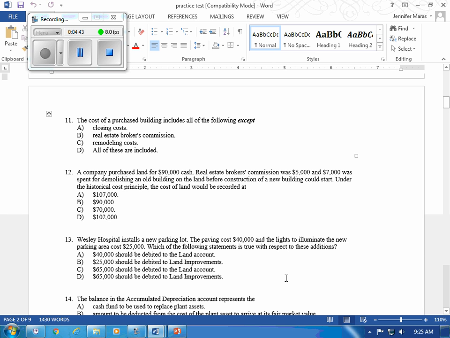The cost of a purchased building includes all except D. They're all included. Closing costs, paying a realtor, remodeling costs. 12 is also D. They bought land for $90,000, got to pay the realtor $5,000, and $7,000 was spent on demoing an old building. It's valued at $102,000. 13 is also D.